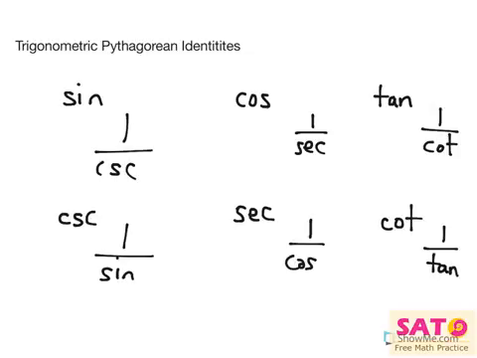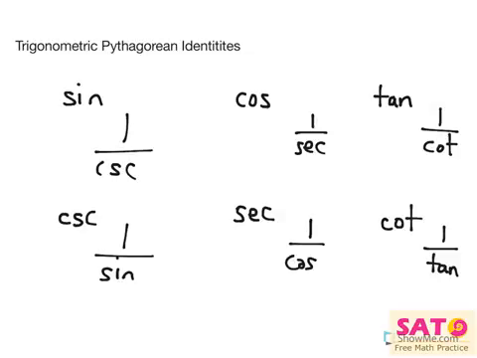Make sure you don't get your cosecant and secant mixed up, because even though sine starts with S like secant, it's actually paired with the reverse. So when you think sine, think cosecant, because SC, and for cosine, it's CS.